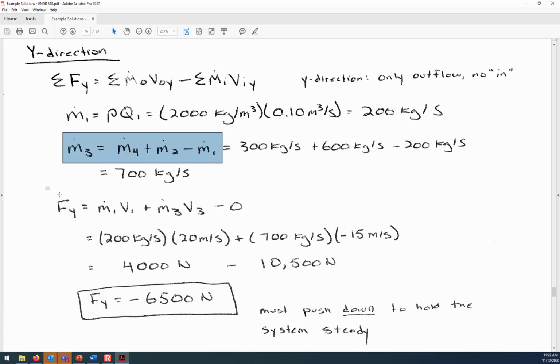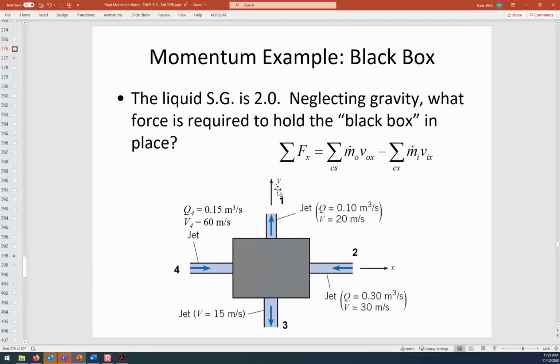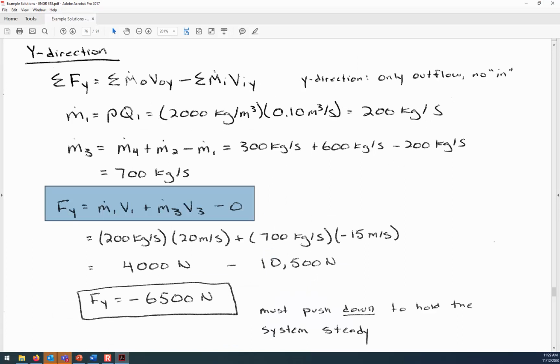Now here's the momentum equation. When we say that there's no inflow, it's just the two outflow terms. We're going to have to be sensitive to the magnitude and direction of the velocities at 1 and 3. Since the velocity at 1 is up, it's going to be positive 20 meters per second when we substitute it into the equation. Stream 3 is going down, so we will put minus 15 meters per second when we substitute that into the momentum equation. So you can see the mass flow rate times the velocity plus the other term, but here's the minus sign.